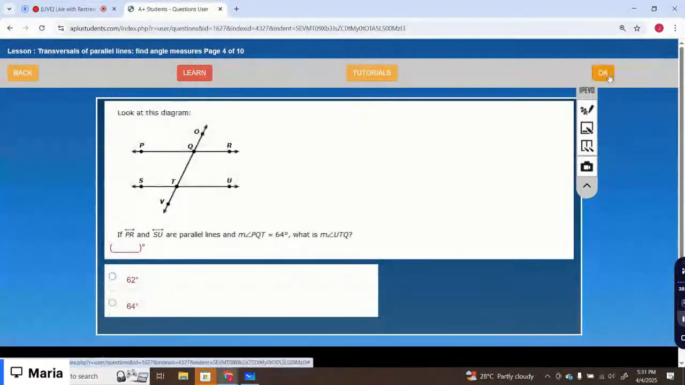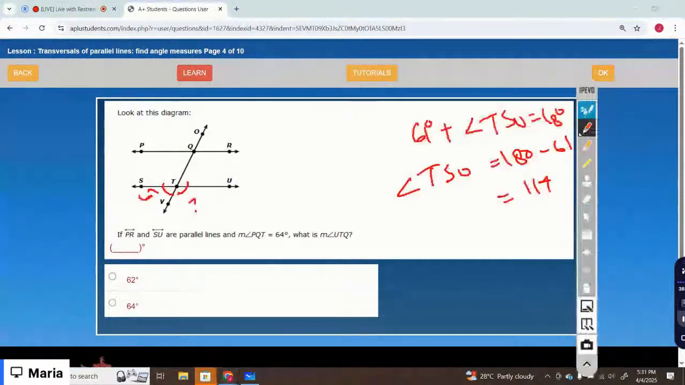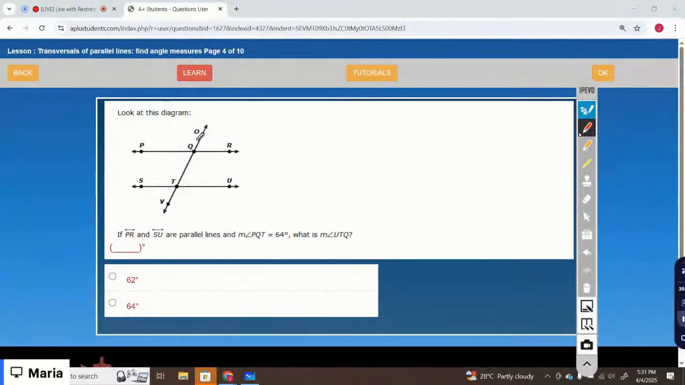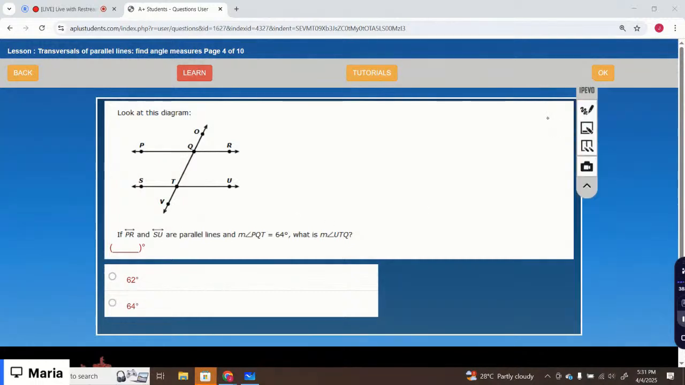Look at the diagram. If PR and SU are the parallel lines, and the measurement of angle PQT equals 64, what is UTQ? So UTQ and PQT are the corresponding angles. They must have exactly the same measurement, that is 64 degrees.